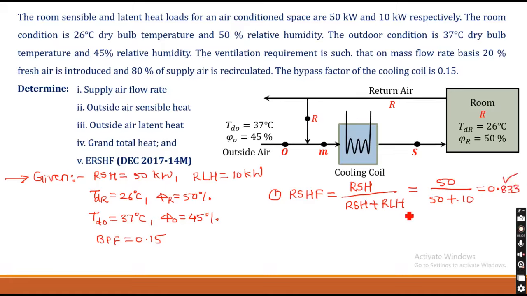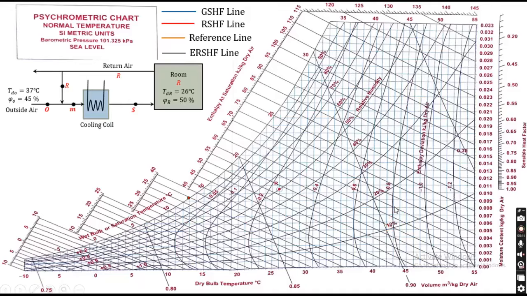Now let us go to the psychrometric chart to solve the problem. The very first thing that we have to do on this chart is mark the point O, outside condition, and R, room condition. For the information we have this flow chart over here also. So with this information we can plot the given information on the psychrometric chart.